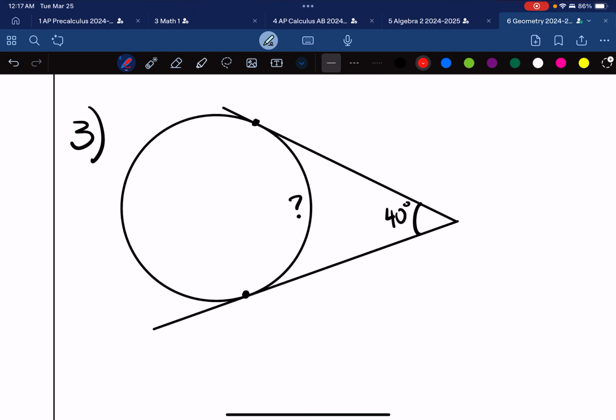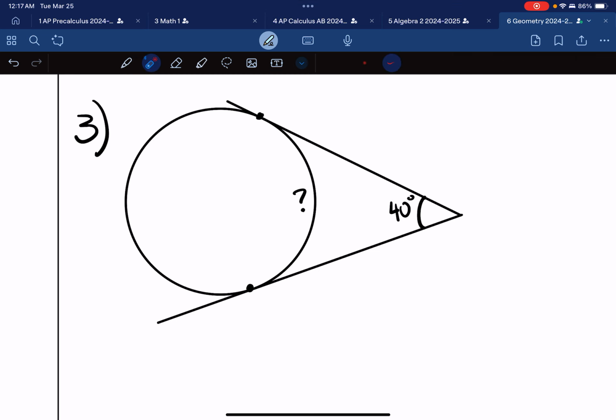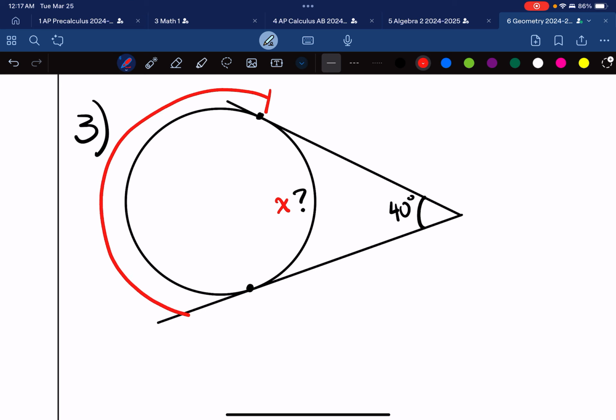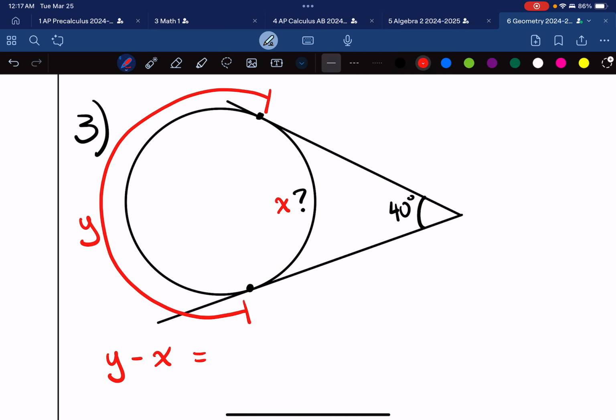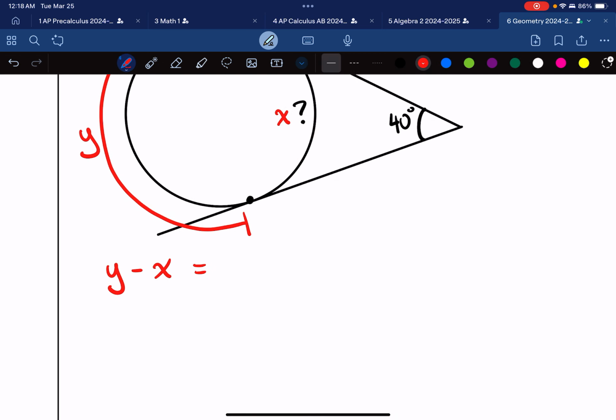All right, what about the last one? This one is tricky, right? Because I have 2 different things that I need to subtract, and then that should be equal to twice this angle, 40 degrees. The problem is I don't know 2 different things. So let me go ahead and write what I have. Usually the thing I'm trying to solve for, I'm going to call x, and that means that this length over here, from here all the way around to here, I'm going to call y, I guess, for another variable. I know that if I do y minus x, the large arc minus the small arc, I should be equal to twice 40.